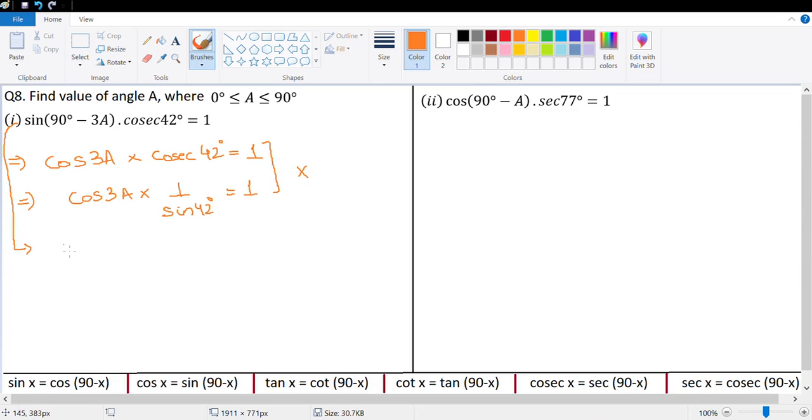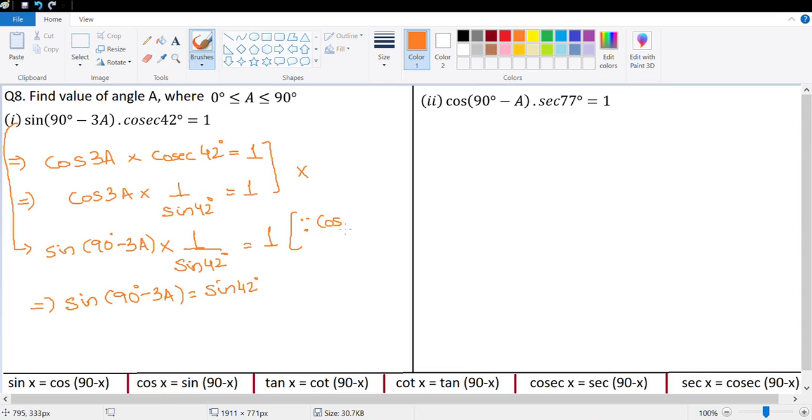So this becomes sine 90 degree minus 3A multiplied with cosec written as 1 upon sine 42 degree is equal to 1. This looks far better. So I cross multiply. What I get is sine 90 degree minus 3A is equal to sine 42 degree. The reason for the previous step, since cosec theta is equal to 1 upon sine theta. Yeah, that's fine. We started the question with a wrong step that I did. Well, doesn't matter. We came back to the right method.